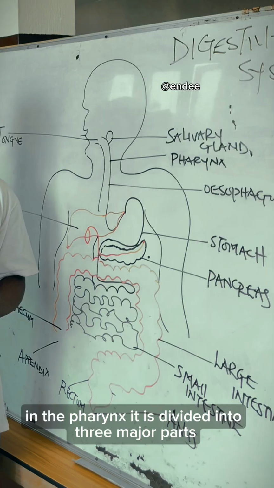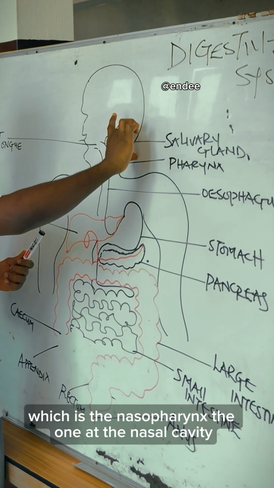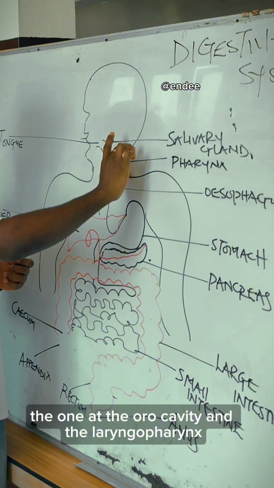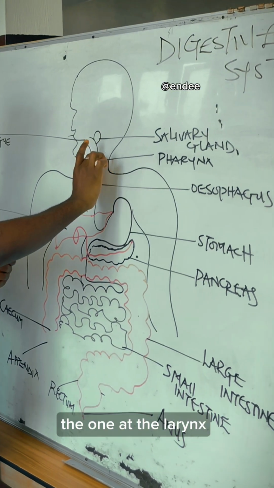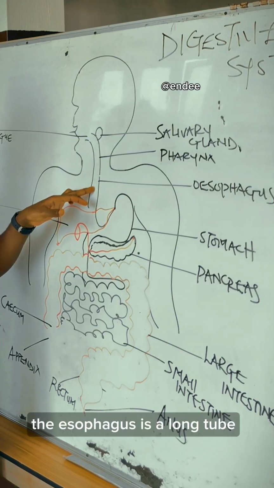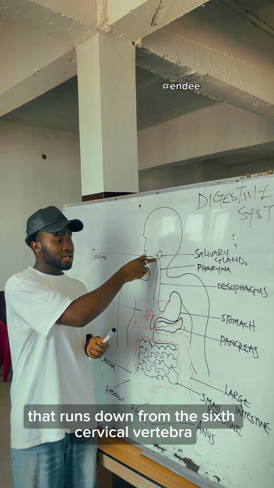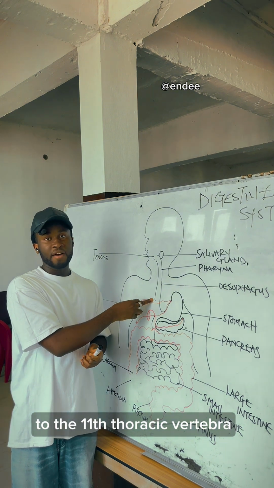Going over to the pharynx. The pharynx is divided into 3 major parts, which are the nasopharynx, the one at the nasal cavity, the oropharynx, the one at the oral cavity, and the laryngopharynx, the one at the larynx. Going over to the esophagus. The esophagus is a long tube that runs down from the 6th cervical vertebra to the 11th thoracic vertebra.